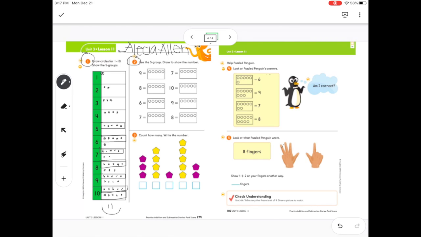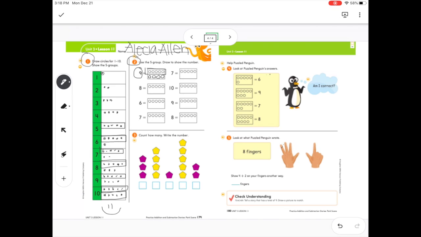It says use the 5 groups. Draw to show the number. So right here, I see that I'm trying to draw 9 circles in this rectangle. I already know that this is a 5 group, so I'm going to keep counting on. 5, 6, 7, 8, 9.